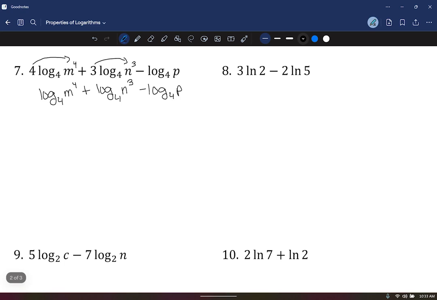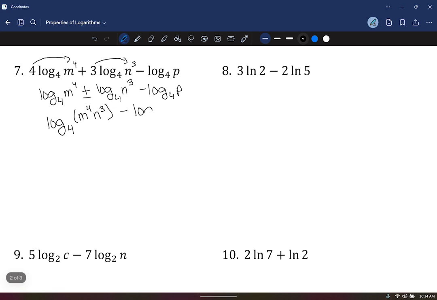Now notice all of these have the same log. In order to put two logs together, they have to have the same base. They all have the same base. So we are adding these first two, so that means we should combine them into one log with a base of 4 where we multiply the parts. So this would be m to the 4th times n to the 3rd.